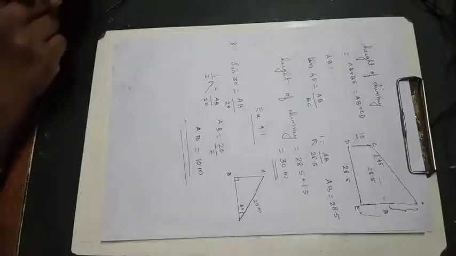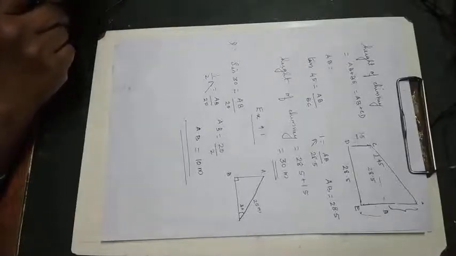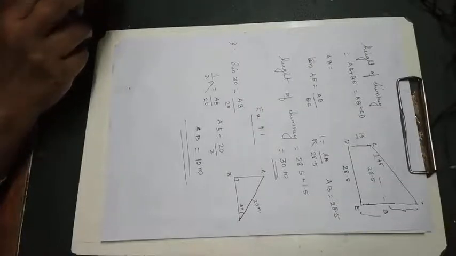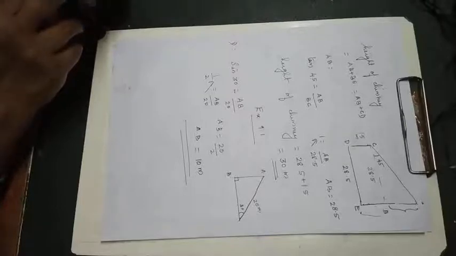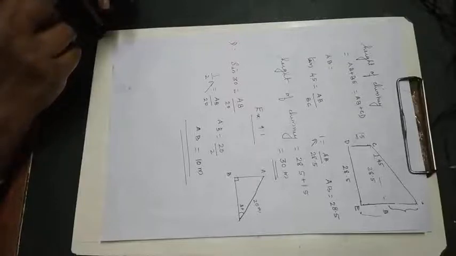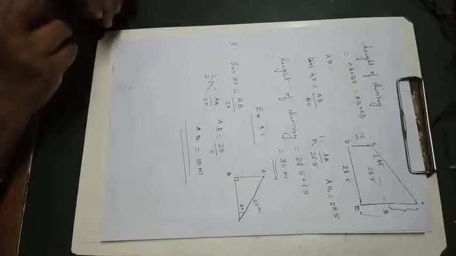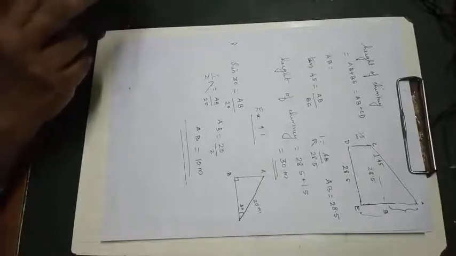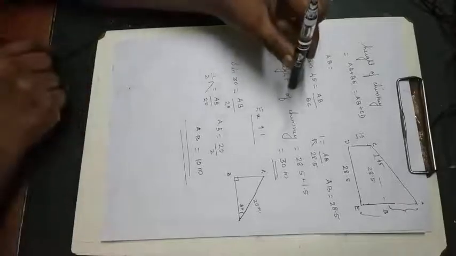Now next one. A tree breaks due to storm, and the broken part bends so that the top of the tree touches the ground, making an angle of 30 degrees with it. The distance from the foot of the tree to the point where the top touches the ground is 8 meters. Find the height of the tree. So what is that question? A tree was there.